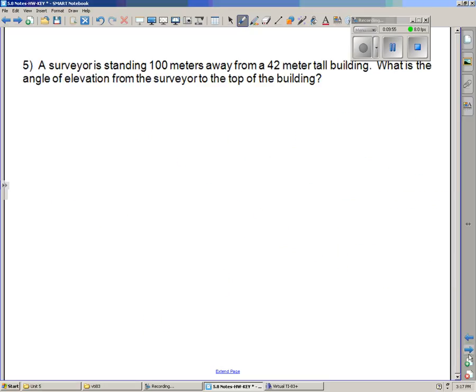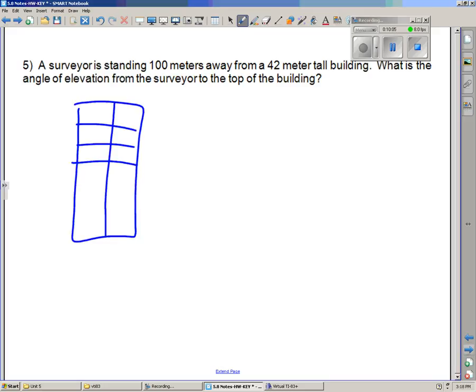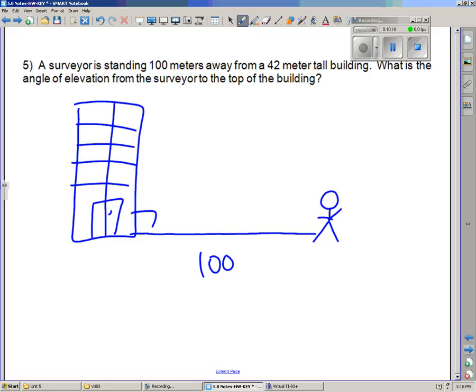Let's try 5. A surveyor is standing 100 meters away from a 42-meter tall building. What's the angle of elevation from the surveyor to the top of the building? So here I have a building. I don't know, again, I'm not a great drawer. Here's my surveyor. He's hanging out right here. So a surveyor is standing 100 meters away. So this guy is 100 meters away from a 42 meter tall building. What's the angle of elevation?